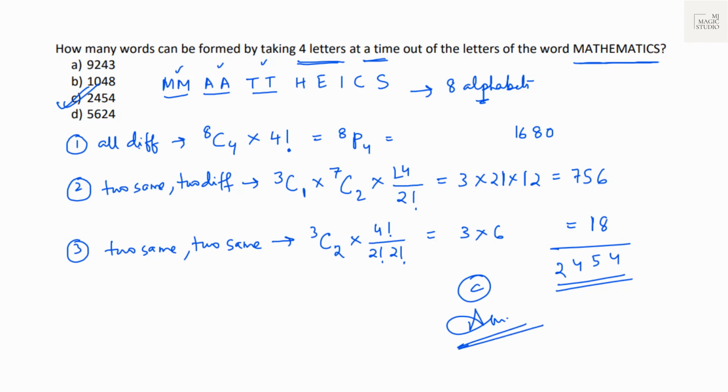Do try these kinds of questions with different words and solve them. For example, you can take words like examination, a very popular word, or take Mississippi. How many words can be formed by taking 4 letters at a time from mathematics, examination, Mississippi? Proportion is also a very popular one. Once you have done this, give us answers in the comment section. Thank you. We'll move forward.